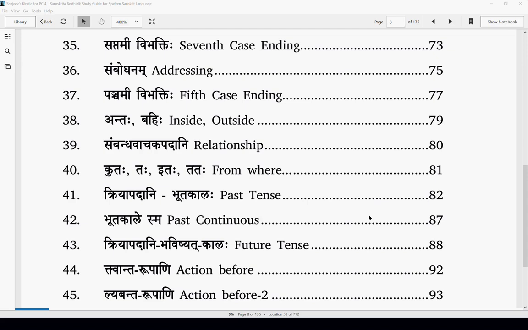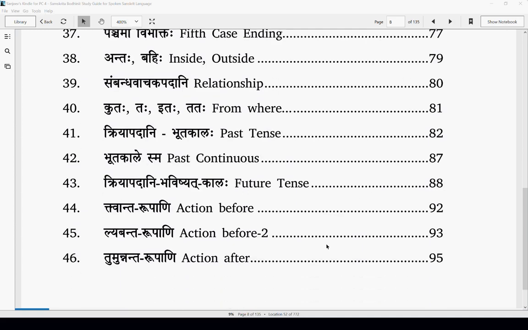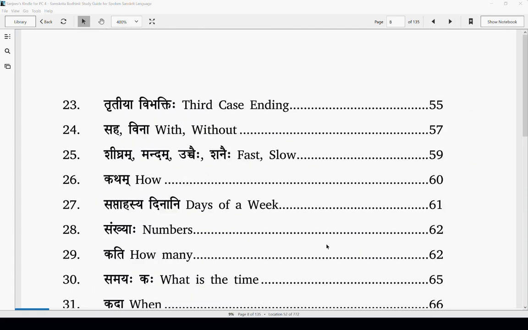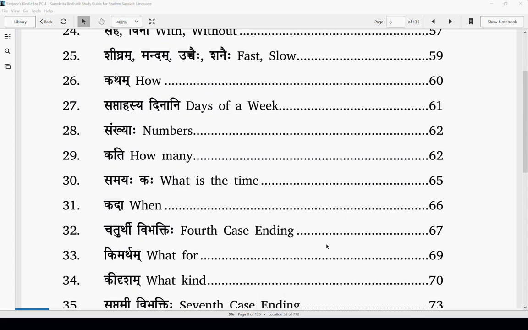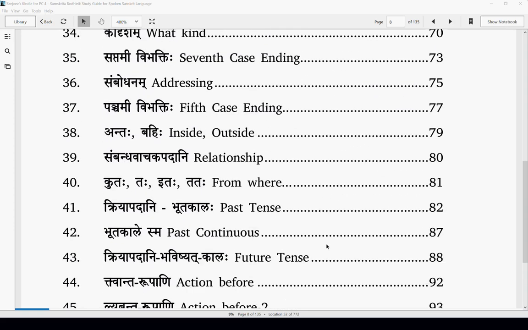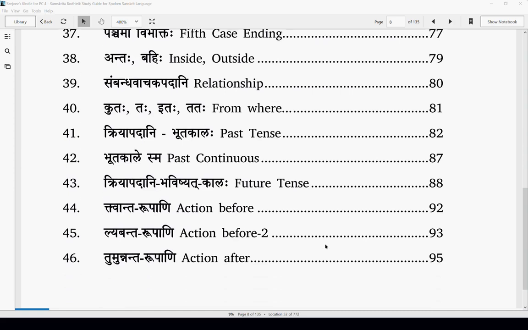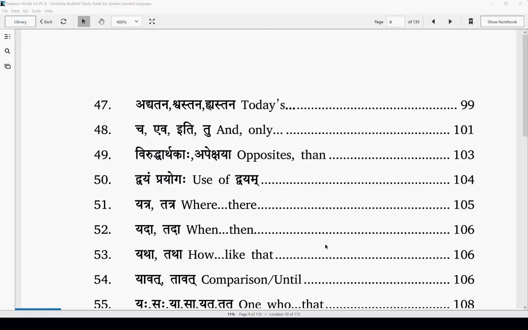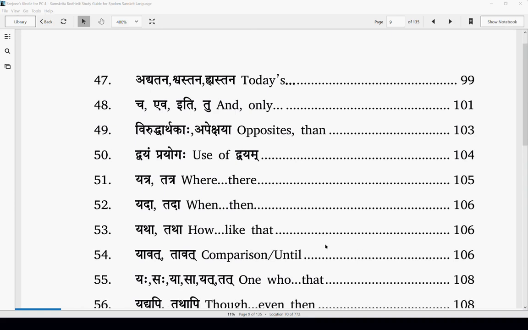Then kriya padani, bhutakala. Then bhutakale smaha. So this also we'll check a little bit later. Then kriya padani, tanta, levanta, tumannanta rupani. Okay, so that we'll see when we check the kriya padas.